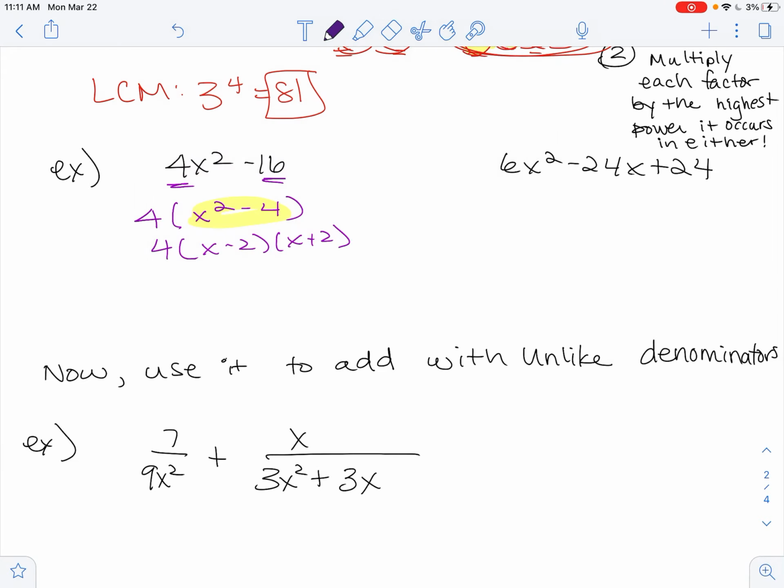Now we can move on to this other one. So again, I'm going to pull out a GCF. I see 6, 24, and 24. I can pull out a 6.